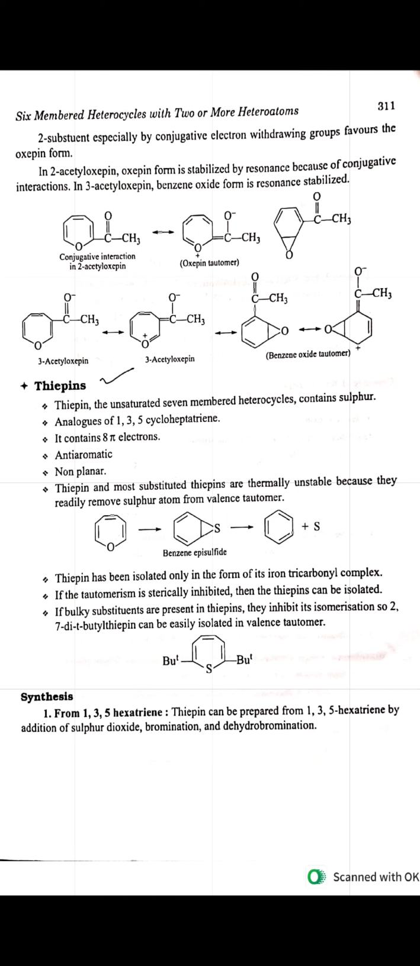In 2-acetyl oxepine, the oxepine form is stabilized by resonance because of conjugative interaction. In 3-acetyl oxepine, the benzene oxide form is resonance stabilized. You can see the conjugative interaction in 2-acetyl oxepine. It is in equilibrium with the oxepine tautomers, and 3-acetyl oxepine. You can see 3-acetyl oxepine and the epoxide benzene oxide tautomers.